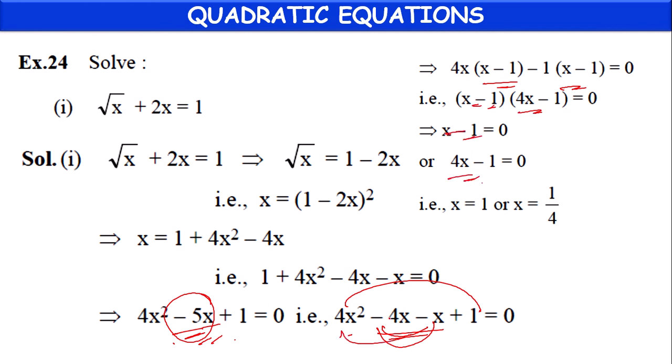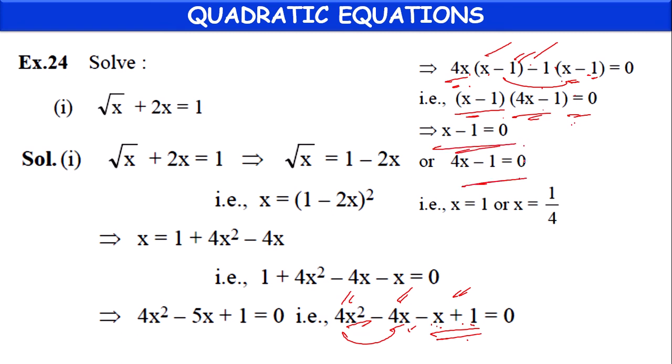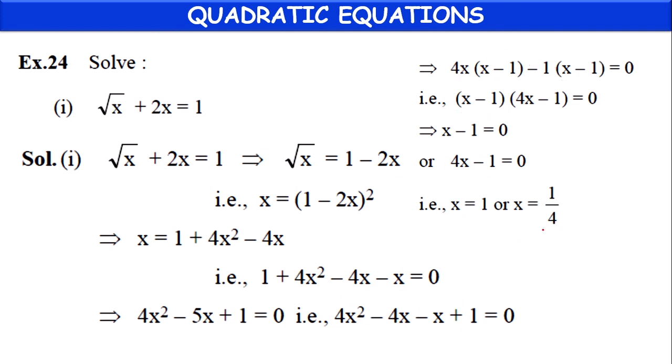Here from these two terms, 4x is common. In x square, 1x will remain. This 4x went out, only 1 will remain. In the next two terms, nothing is common, so minus 1 we can take common. x will remain, the symbol will change, minus 1 will remain. Again x minus 1 is common, 4x minus 1 will remain. So x minus 1 equals 0 or 4x minus 1 equals 0. x equals 1 or x equals 1 by 4.